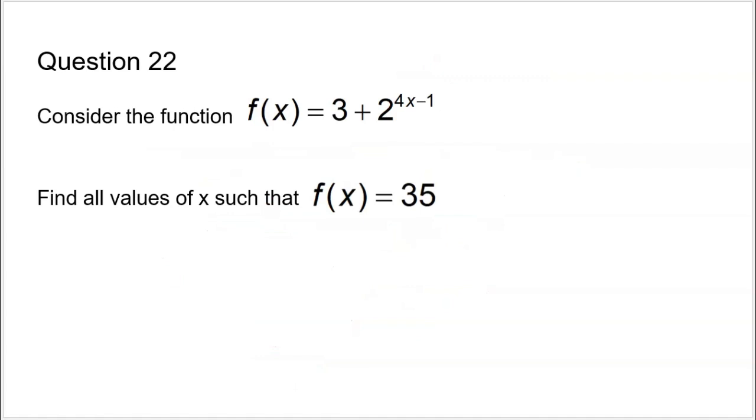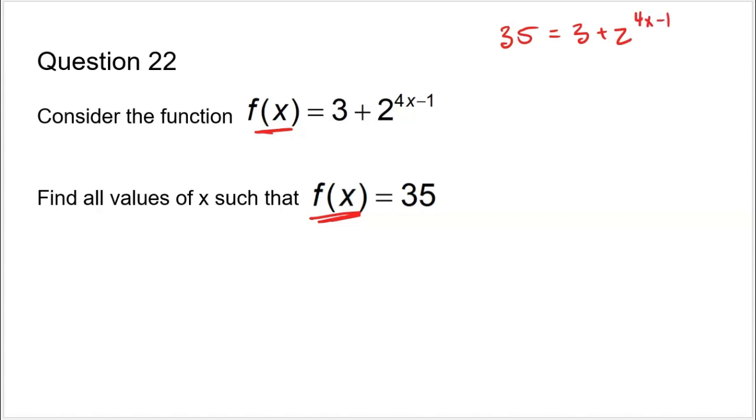All right, here is a good exponential equation. So we have a function 3 plus 2 raised to 4x minus 1, and we want to find all such values of x such that f of x equals 35. Now, some kids actually misread this, and they plug 35 in for x. That's not what we're doing. We're not plugging 35 in for x. We're actually turning the f of x right here into a 35. So we have 35 equals 3 plus 2 raised to the 4x minus 1.